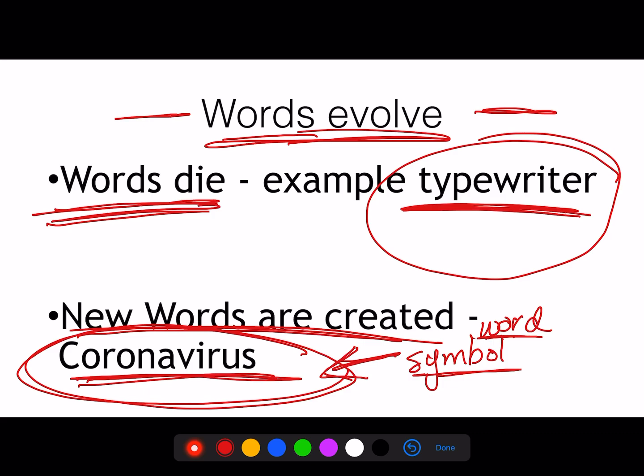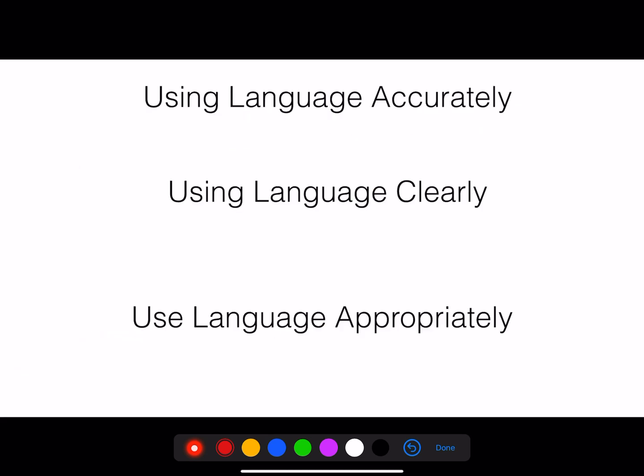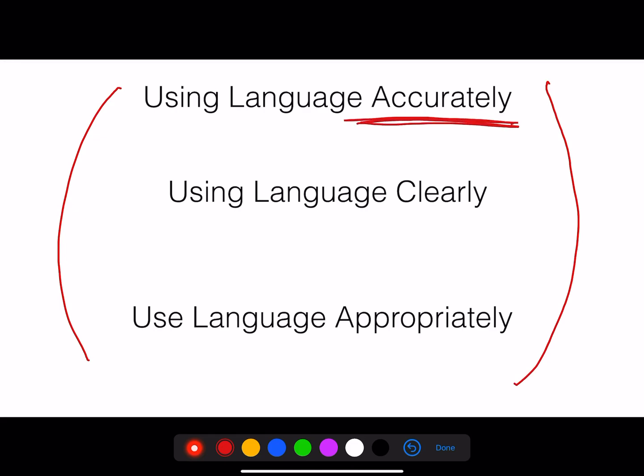Because as soon as something exists, humans have the capability, and we like to give it a category and a symbol name. All right, one thing that you need to remember is that when you're using language, you need to use it accurately, or confusion can be involved. For example, criminal prosecution is totally different than criminal persecution. You need to use language clearly, okay?